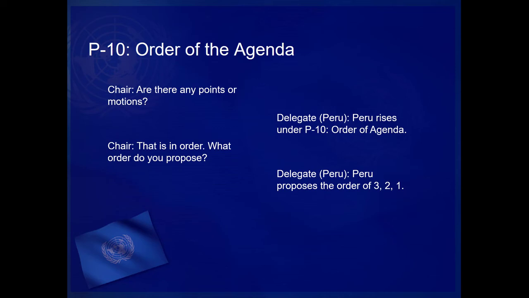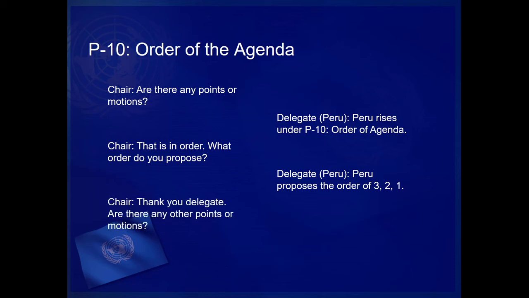The chair will collect a number of proposals for alternative orders, for example 312, 213, and so on. Once there are no further proposals, the committee will vote on each order, and the first order to receive a majority support is the order that will be used at the conference.